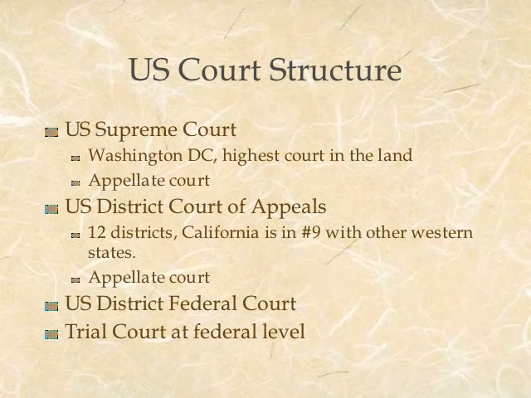The U.S. court structure. Now, at the very bottom you have the trial court for federal level, and then followed by U.S. District Federal Court. And their appellate level is the U.S. District Court of Appeals. There's 12 districts. California is in District 9 with a bunch of other states, all pretty much west of the Mississippi. And from there you go to Washington, D.C., the U.S. Supreme Court.